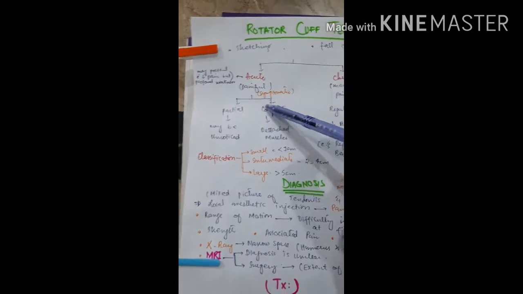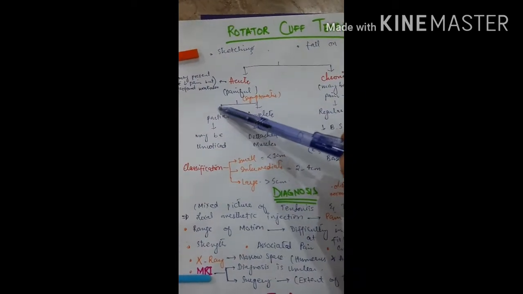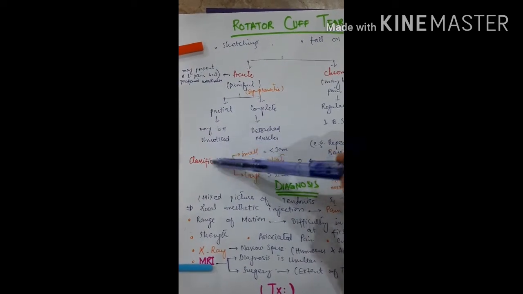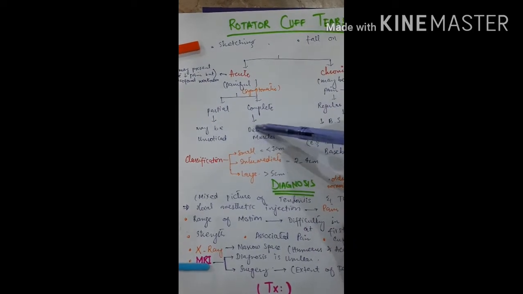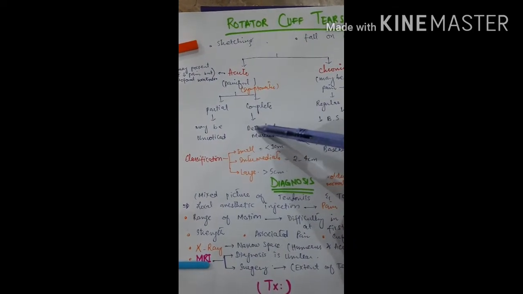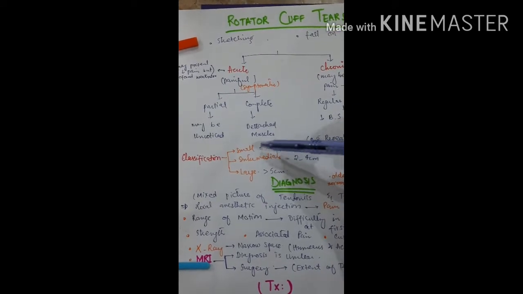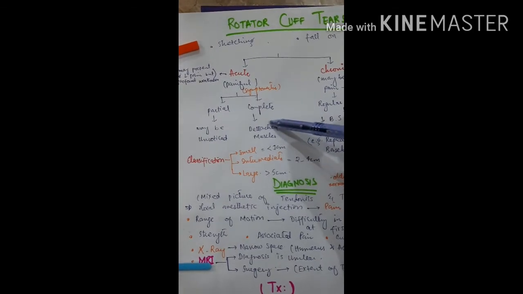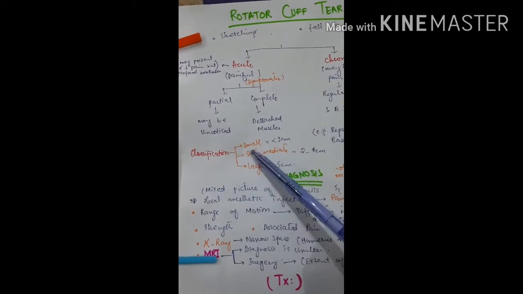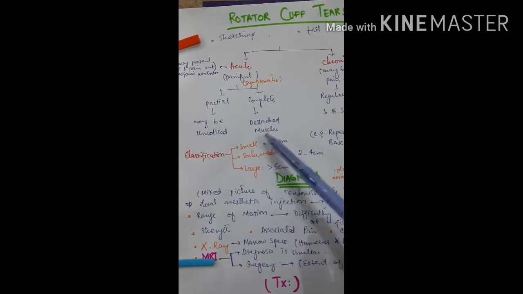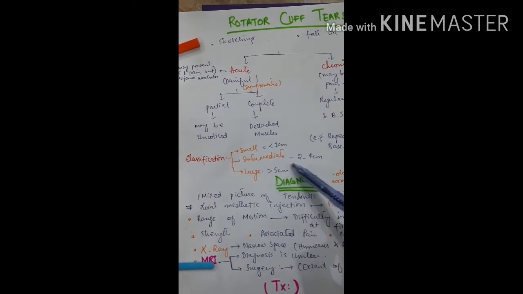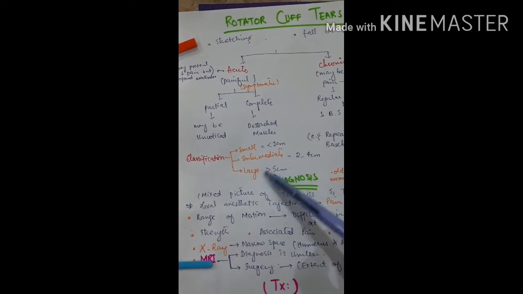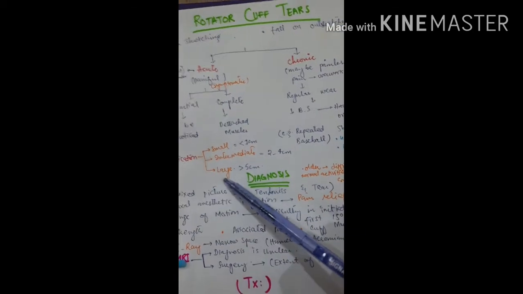Acute or symptomatic tears are further divided into partial and complete tears. Partial tears may remain unnoticed, but complete tears, due to the detached muscles, cause hindrance of movement and pain, which leads the patient to the hospital. These are classified on the basis of size as small, intermediate and large. Less than 1 centimeter are called small, 2 to 4 centimeter tears are called intermediate, and more than 5 centimeter gap are called large.